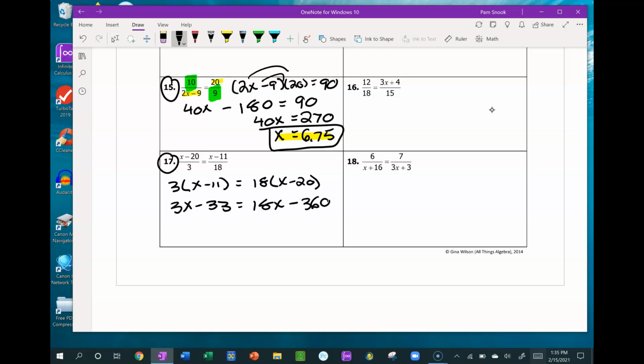And then I am going to solve this. I'm going to combine like terms. I'm going to subtract 3x from both sides. That gives me 15x. And I'm going to add 360 to both sides. That gives me 327. Now divide both sides by 15, and x is going to equal 21.8.